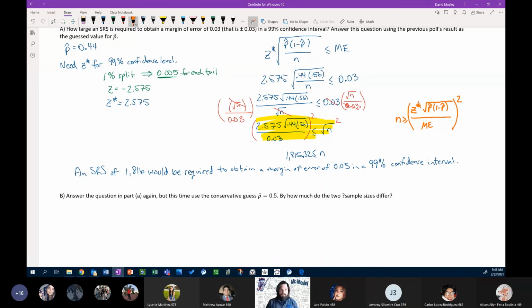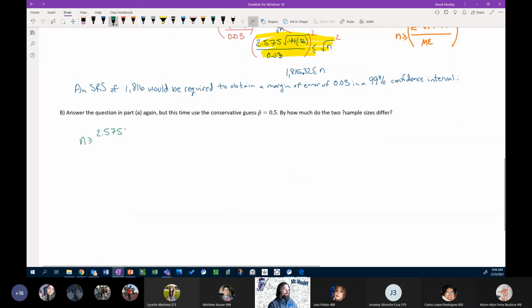I already know z asterisk. I just need to replace the values of p hat. And I already know the margin of error. Right. So we can say that n is greater than or equal to, oh, sorry, that's from the previous example. 2.575 times the square root of 0.5 times 0.5 over 0.03. That whole thing squared.